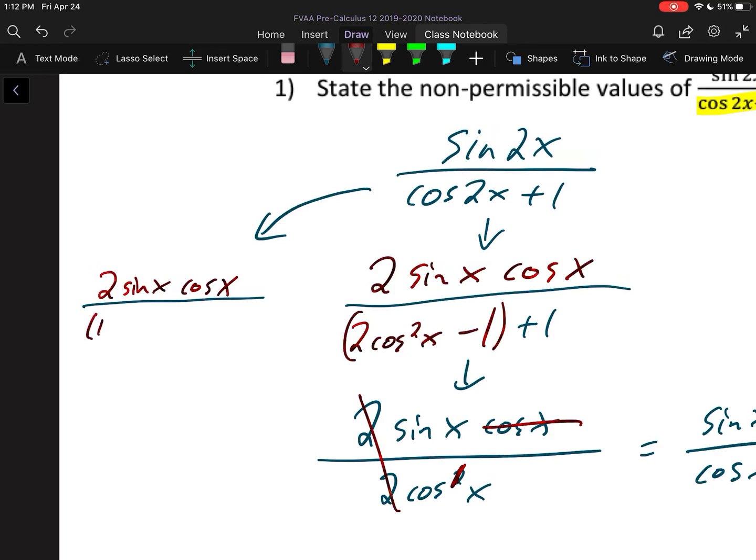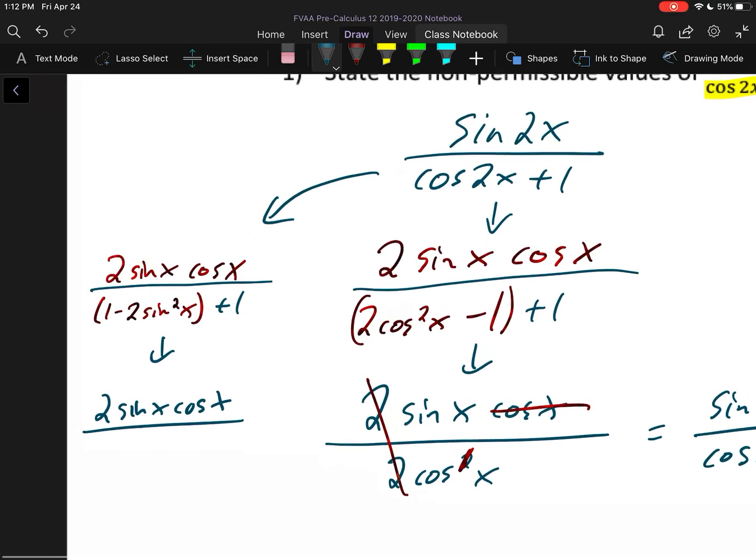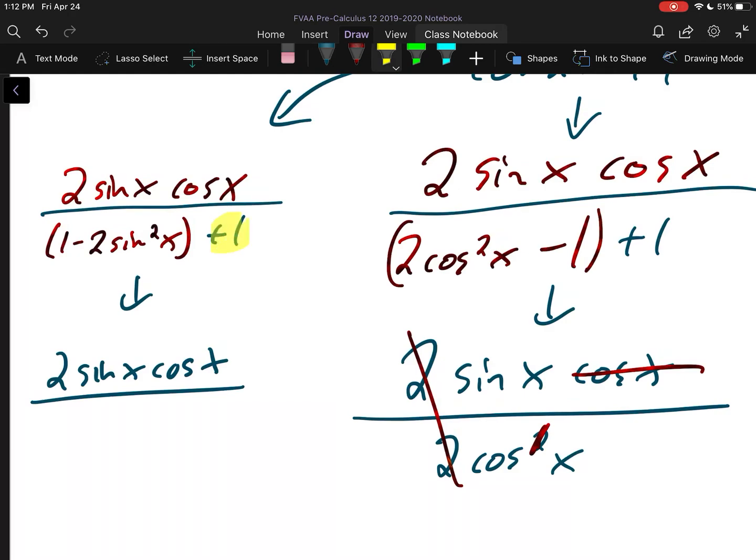I'm going to substitute 1 minus 2 sine squared x plus 1. All right, now I'm going to simplify some of this. 2 sine x cos x over, I'm going to have 1 plus 1 is 2. So here I end up with 2 minus 2 sine squared x. Now I can't just do 2 minus 2 because that 2 times sine squared x is multiplied to the sine squared x before it's subtracted, right?